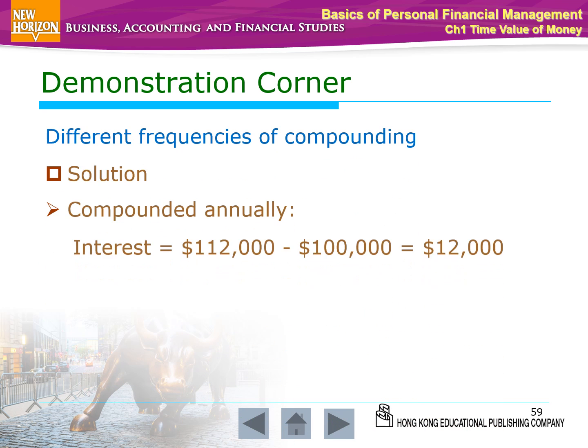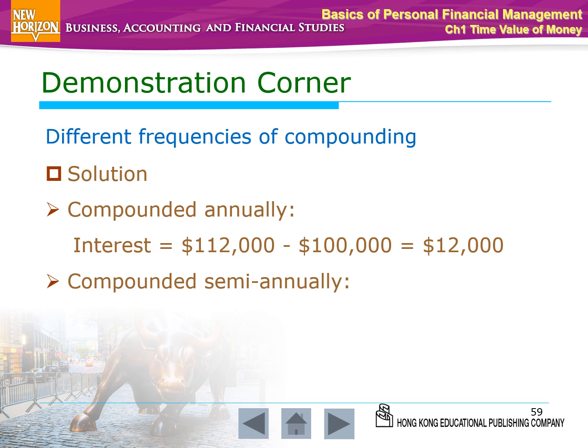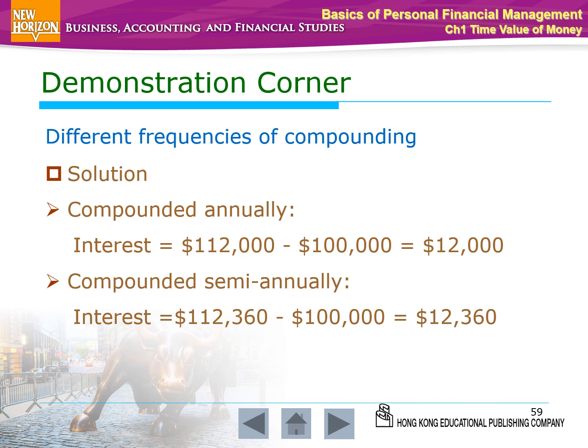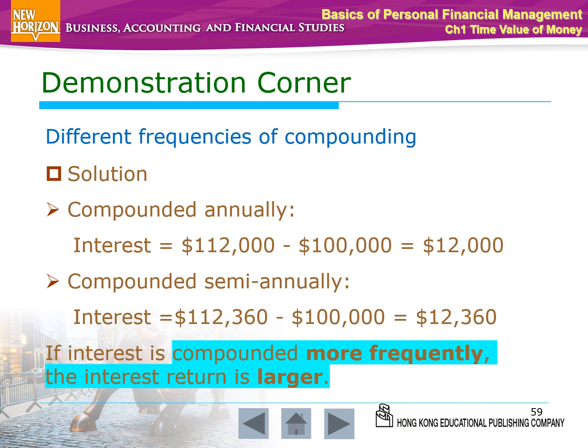Now you see, compounded annually, 112,000 minus 100,000, we get $12,000 interest. When interest is compounded semi-annually, the interest will be $12,360. It means that when interest is compounded more frequently, the interest return will be higher.